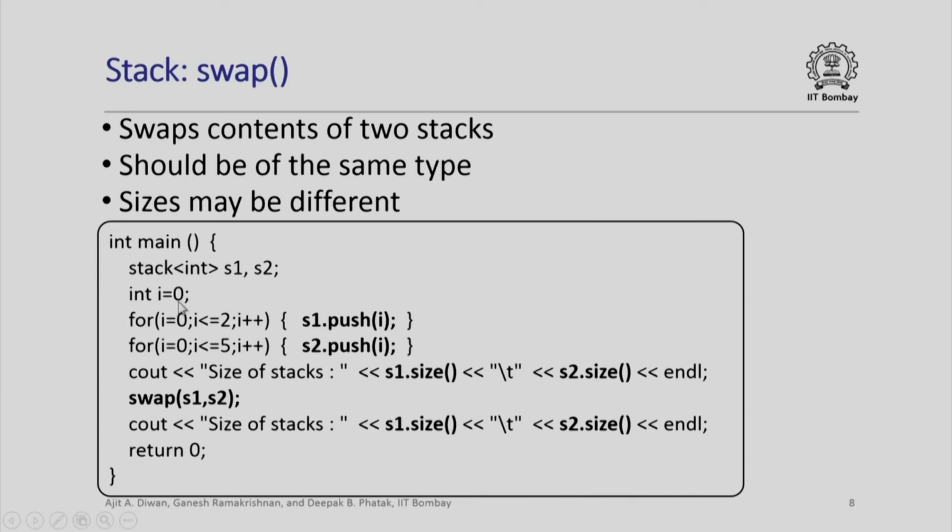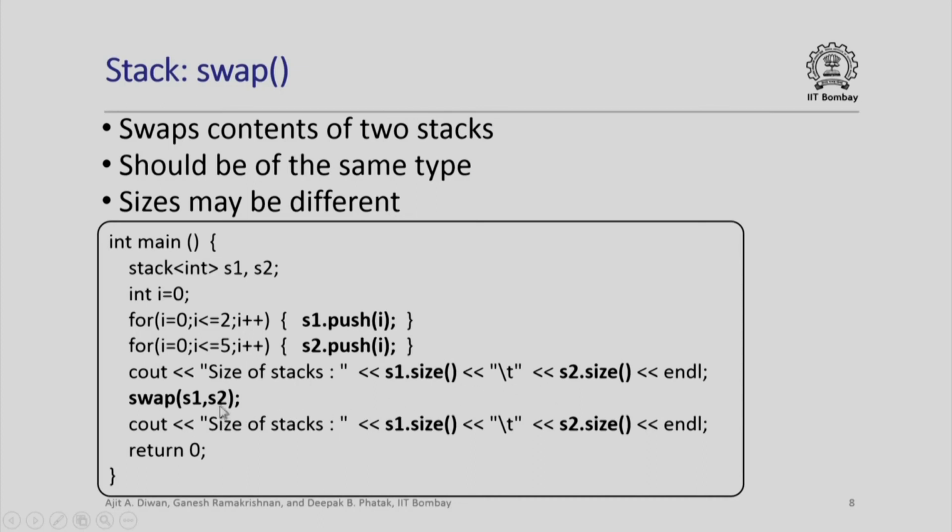Notice what I am doing, I am setting up an iteration to insert an integer value i in S1 successively. So, this will push 0, 1 and 2. The next iteration onto the other stack pushes values 0, 1, 2, 3, 4, 5. Notice that S1 now has a size 3, S2 has a size 6. These are 2 different stacks, each of the type integer. The sizes of the stacks displayed here will be 3 and 6 respectively.